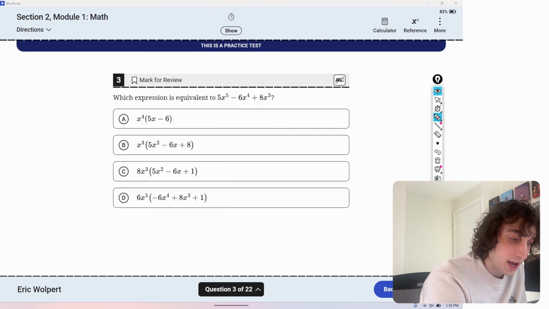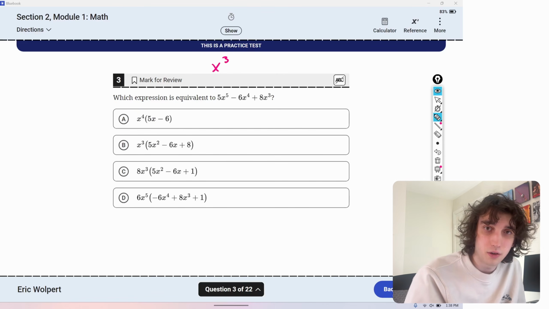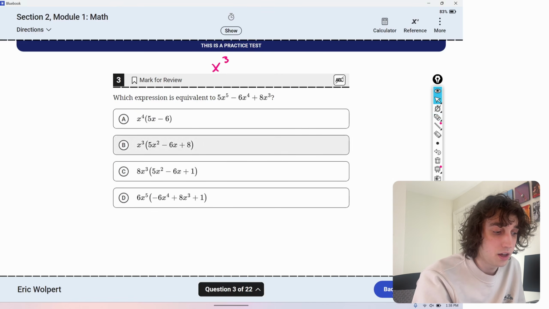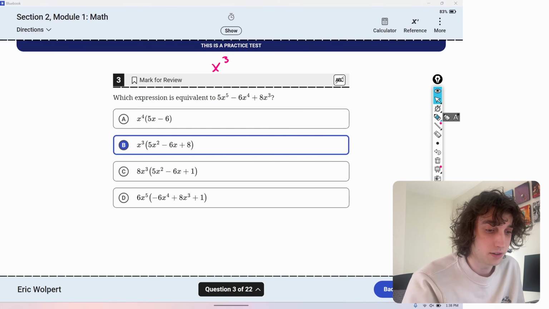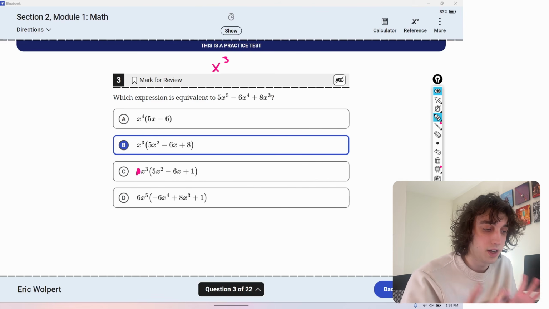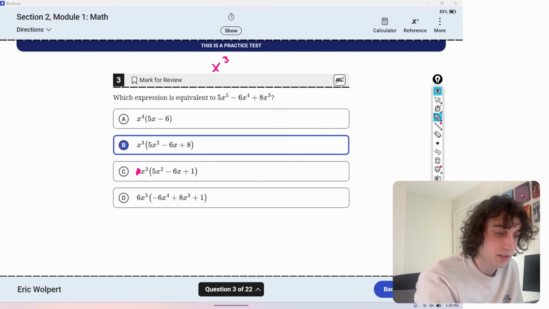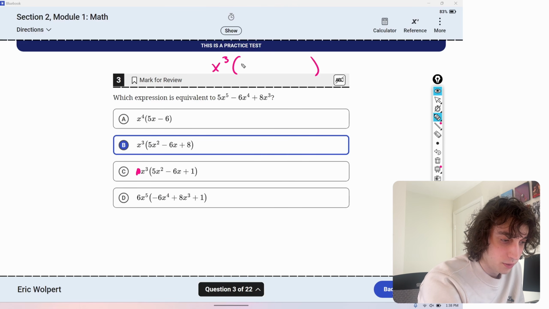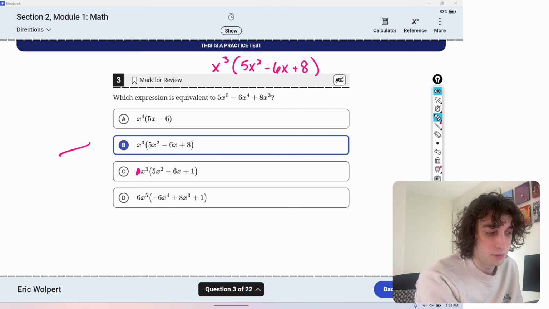The greatest common factor is x cubed, so chances are we're factoring out an x cubed, and that alone should be enough to be able to pick your answer. But let's imagine that this 8x cubed were just a regular x cubed and we still had to distinguish between the thing in parentheses. We would factor out the x cubed and we would get 5x squared minus 6x plus 8. And that would be answer choice B.